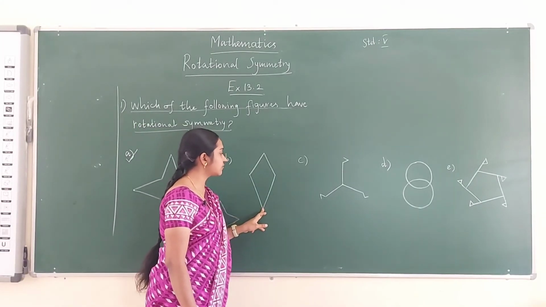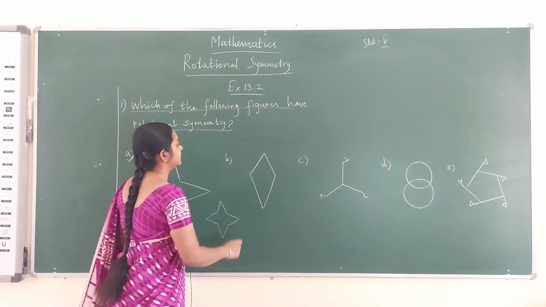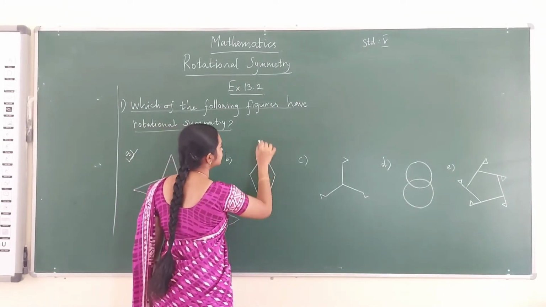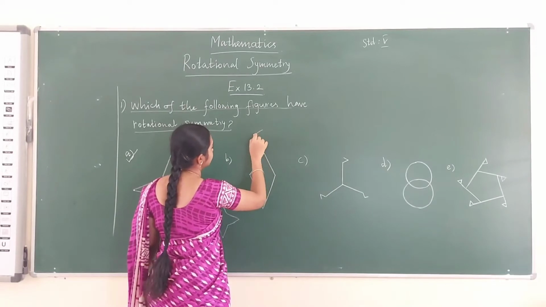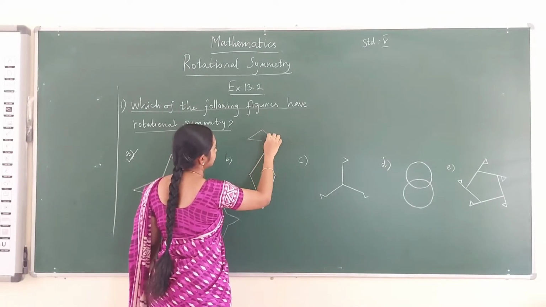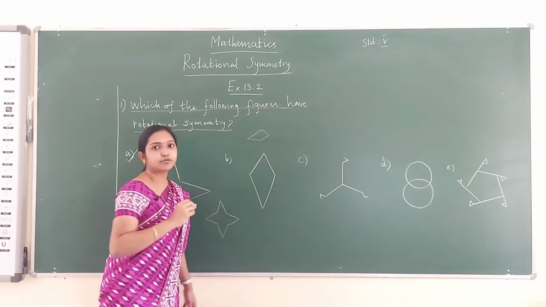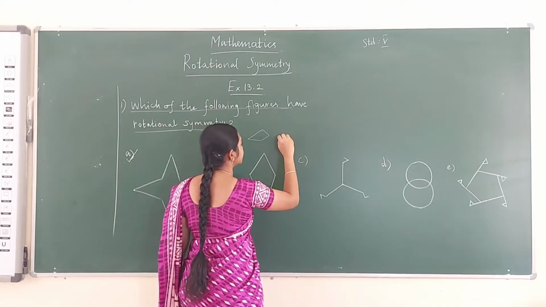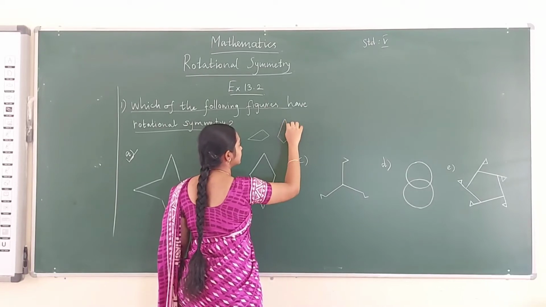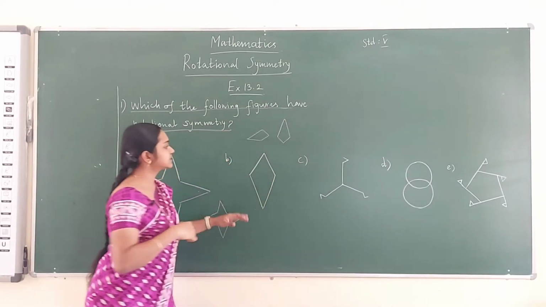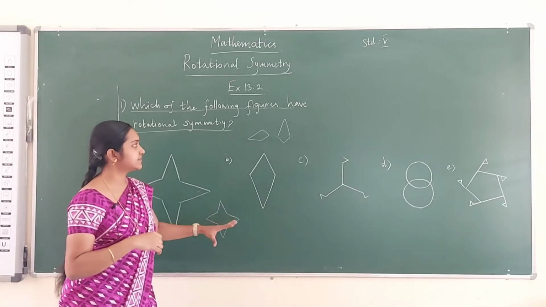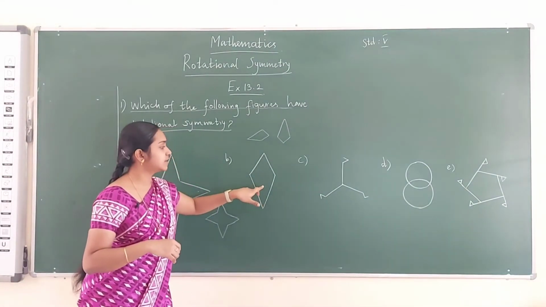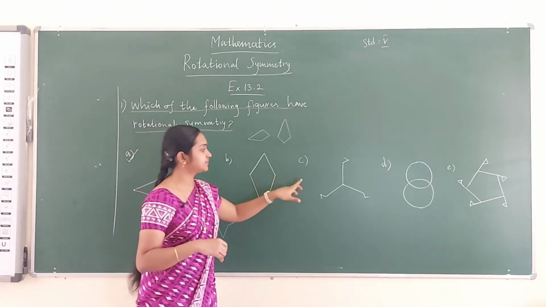Now rotate this object. This won't have rotational symmetry, because if we rotate this 90 degrees, it will look like this. If we rotate it 180 degrees, it will look like this. So this won't have rotational symmetry. It doesn't look the same as the original. So this will not have rotational symmetry.